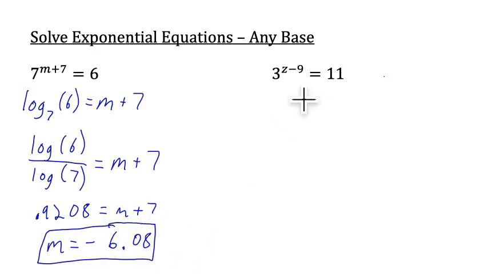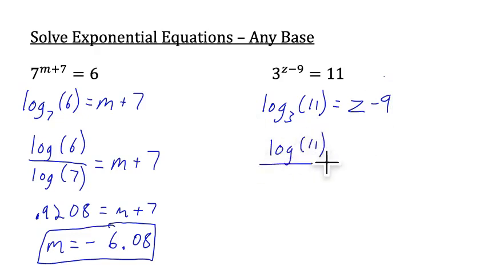Let's try another one like that. So this equation's all set to be rewritten with logarithms. So I have log base 3 of 11 is equal to the exponent. I'm going to rewrite the left side using the change of base formula. That just equals log base 10 of 11 divided by log base 10 of 3. And that will equal z minus 9. So that's just using the change of base formula.